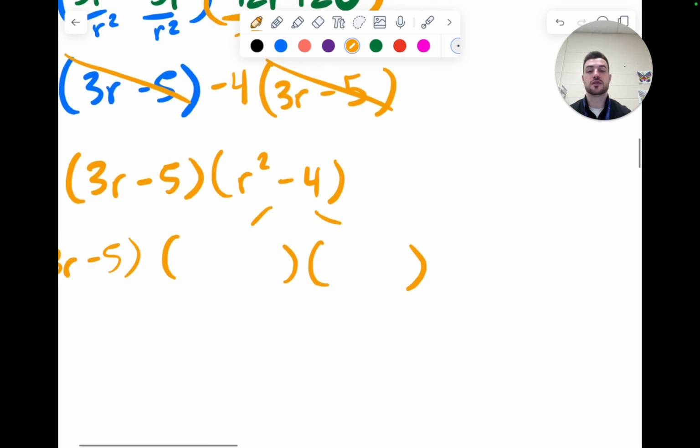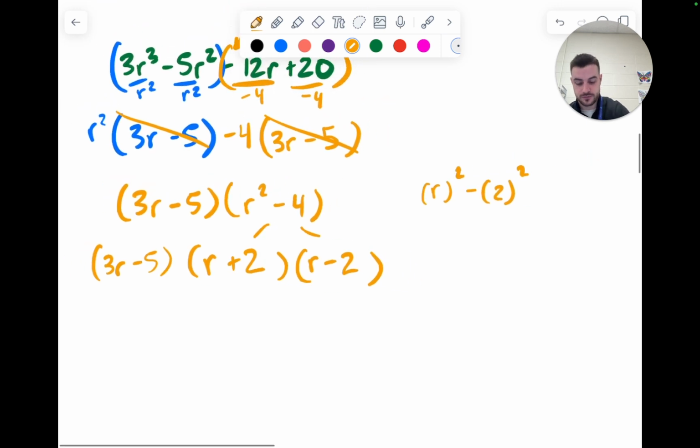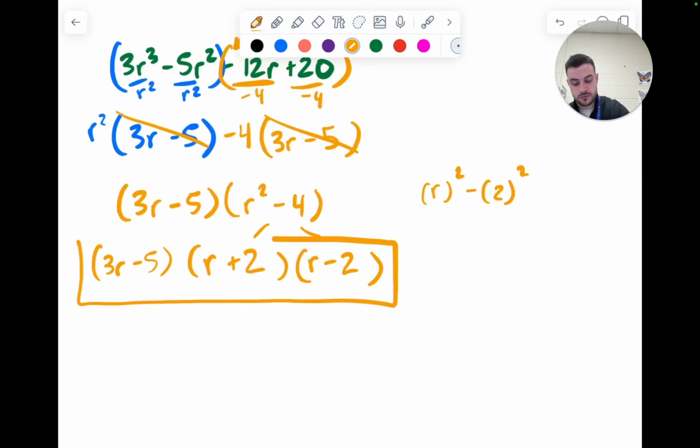Well, the difference of squares works by thinking of what value to the second power is r squared, and then what value to the second power is 4. The answer is 2. So my pattern is going to be my a value plus my b value times my a value minus my b value. So that is our answer there.